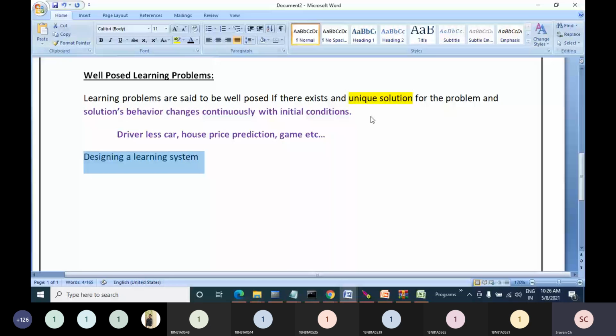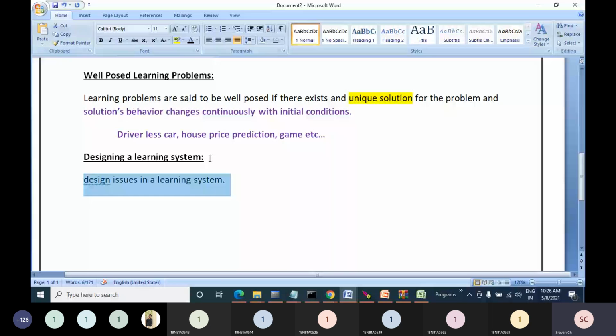Then this is a very important thing, my dear friends. How do you design a learning system? What are the design issues that can come in a learning system? This is an expected question in your examinations, both mid exam and external exam. Design issues in a learning system. How do you design a learning system? This is a very important topic. We will discuss this in our next class.